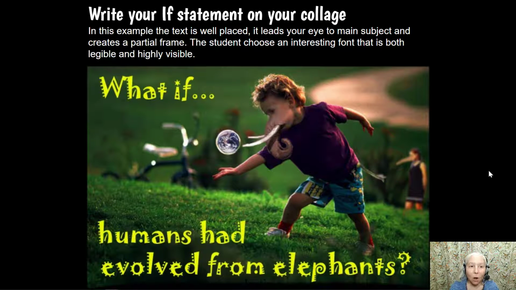Write your if statement on your collage. In this example, the text is well placed. It leads your eye to the main subject and creates a partial frame. The student chose an interesting font that is both legible and highly visible.